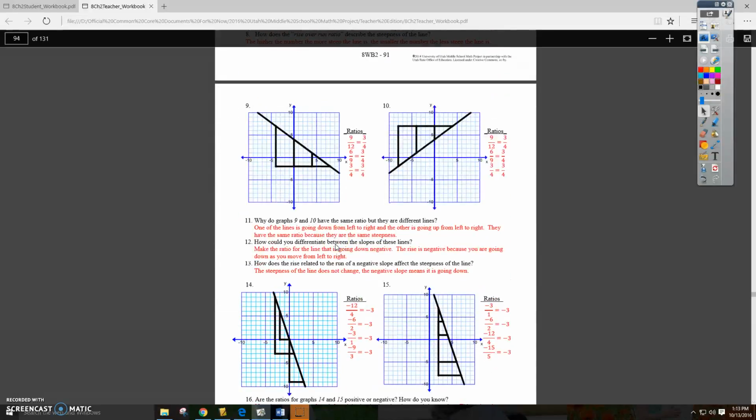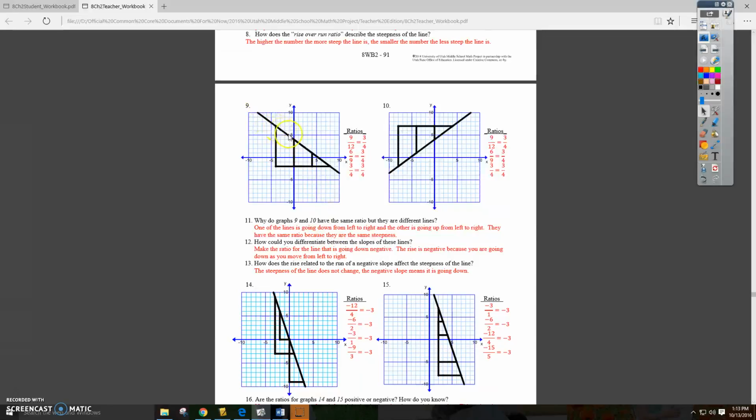Go down to number 9 and 10. We're doing it again now. There's a difference between these two. This line is going down where this line is going up. So it's kind of like our falling and our rising. And so here, our rise is 9, our run is 12. 9 over 12 is 3/4. Our rise of 6, our run of 9, 3/4. Rise of 3, run of 4, 3/4.